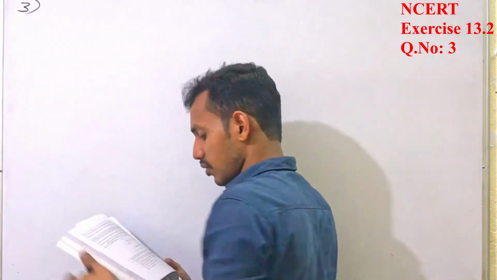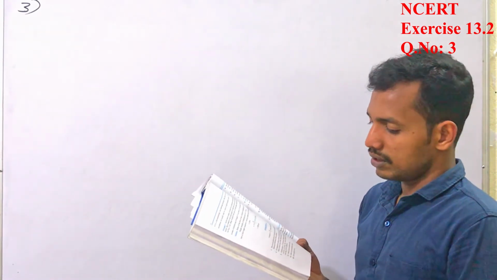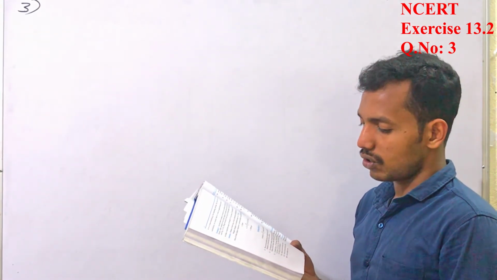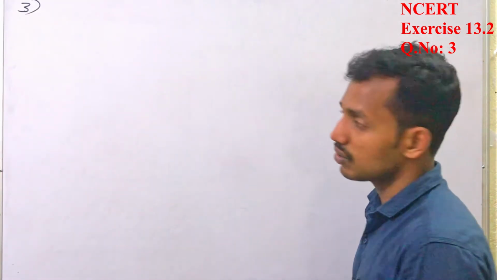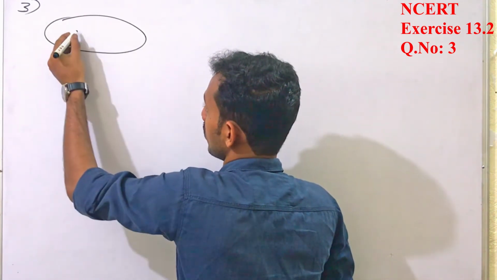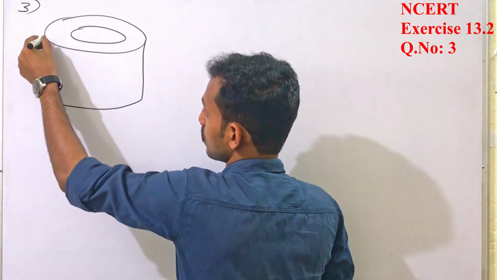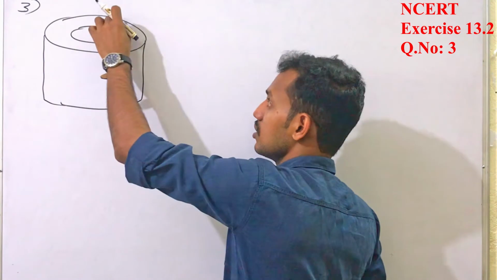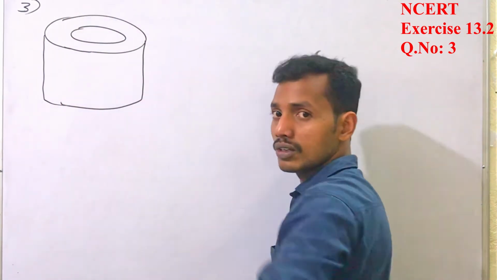Next I am taking question number 3. A metal pipe is 77 centimeter long. The inner diameter of a cross section is 4 centimeter and the outer diameter. So for this pipe, both diameters are given, inner as well as outer diameter. So we can consider this as a pipe. This is the thickness of the pipe. Clear?